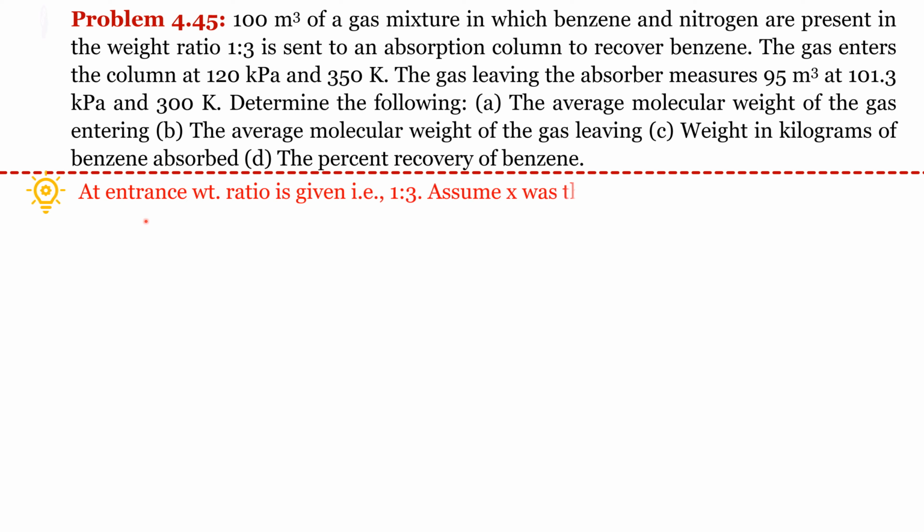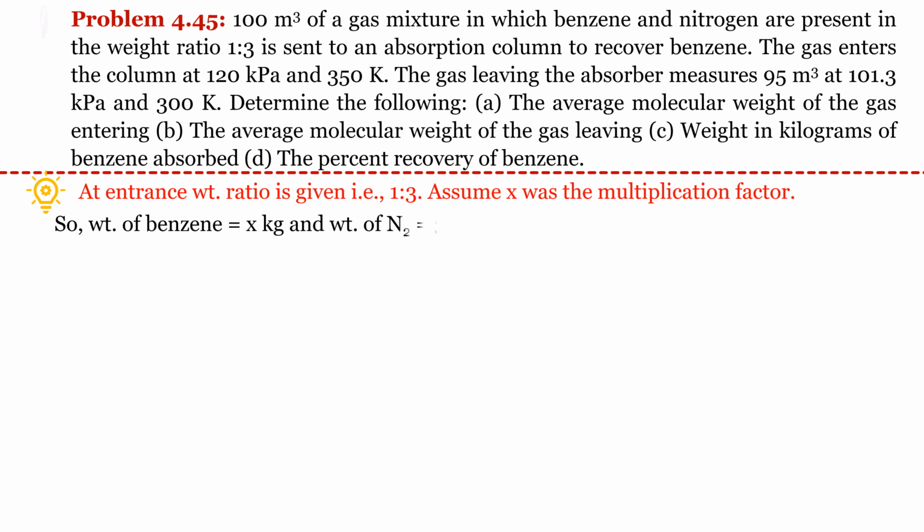So at entrance, weight ratio is given, that is 1:3. So we are assuming that X was the multiplication factor. So we can write 1 into X is to 3 into X. Now we can easily write that weight of benzene will be equal to X kg and weight of nitrogen will become equal to 3x kg.